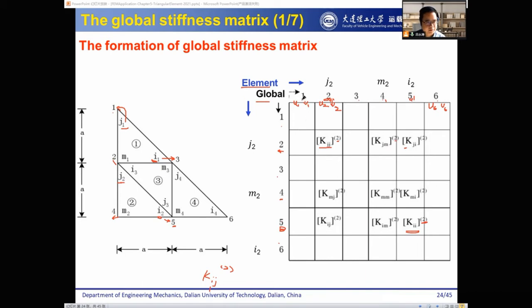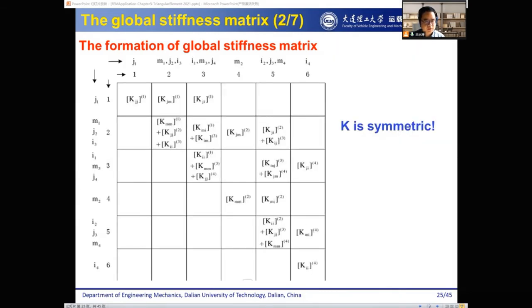Okay, so let me repeat the procedure. First you write out the global matrix, the big global matrix, according to how many nodes you have. And then you write the nodes corresponding from the element to the global. Then you put them into the corresponding locations based on the correspondence. And if you don't understand, please do more exercises after the class.